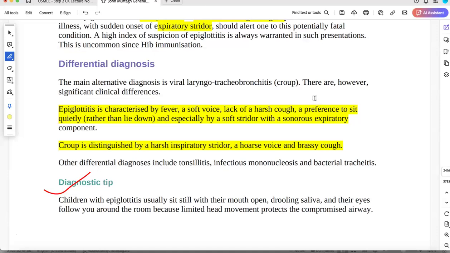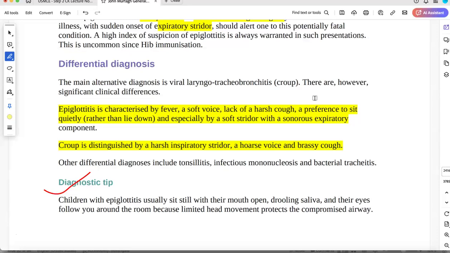Okay, croup. So croup is different. Initially, croup will have a bit of simple flu-like symptoms. Let's say the patient will have mild flu-like symptoms, so a little bit of cough, mild fever, runny nose.